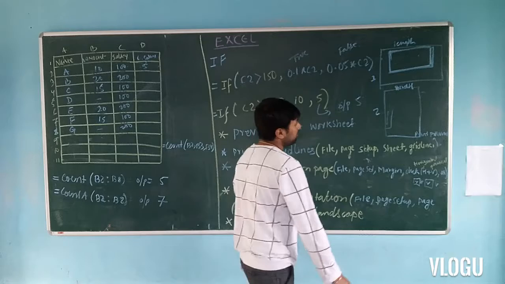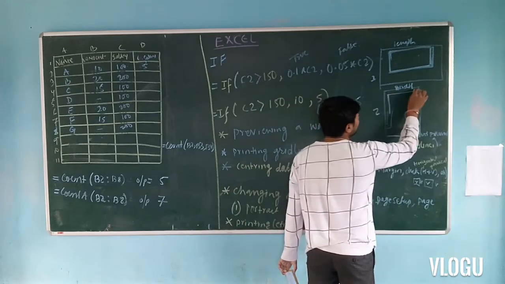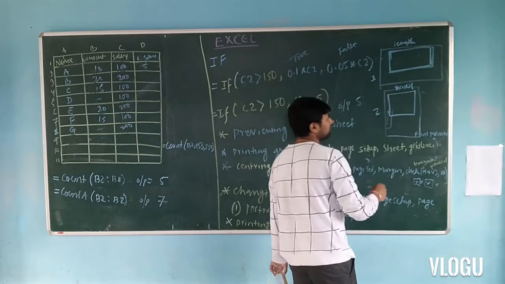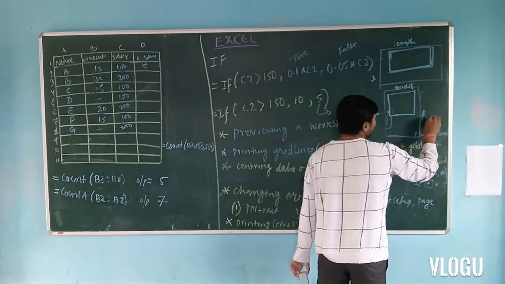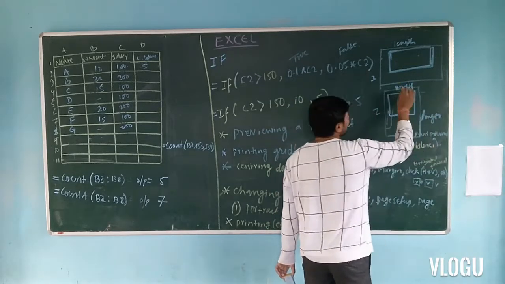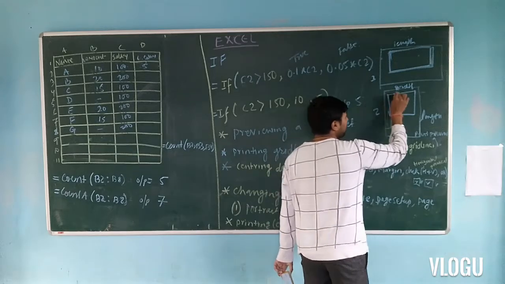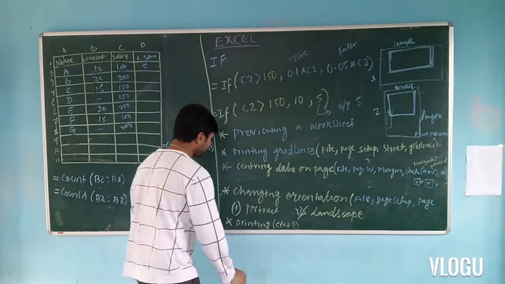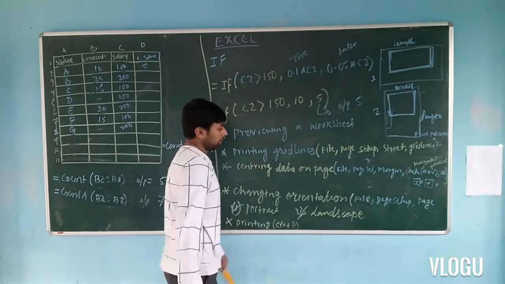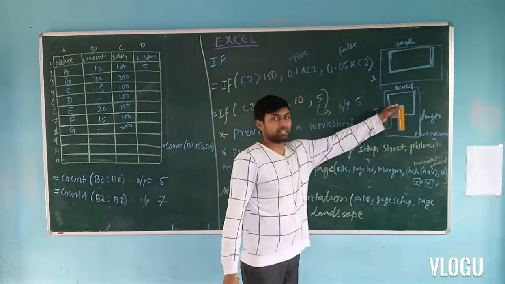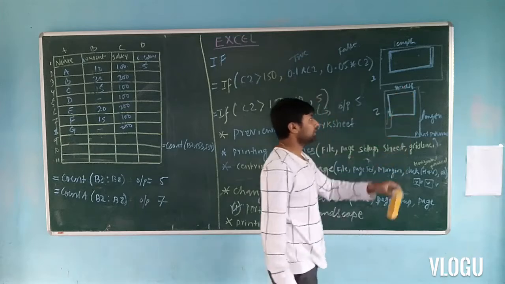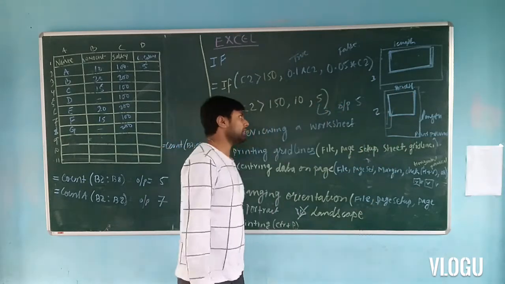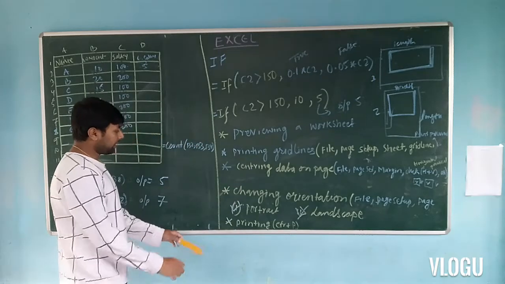If I want to arrange my data along the breadth of this paper, that means this is the length, this is the breadth, so if I want to arrange all my data along the breadth of this page, I have to click portrait. Then my data will be arranged along the breadth of the page.